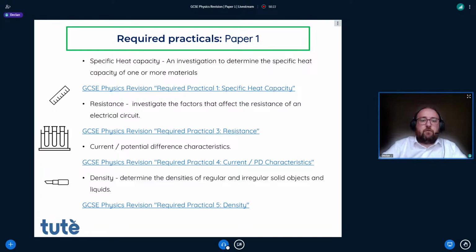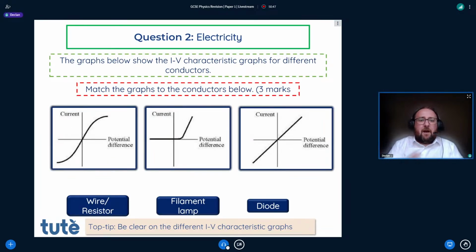So as a bit of a refresher, you've got your required practicals for this paper. So your specific heat capacity, your resistance, your current, potential difference characteristics, which we've just looked at, and density. Make sure that you are happy with these, and there should be a link that's been shared in the chat for the different required practicals, so you can open them when you want, and maybe have a look at those tonight.